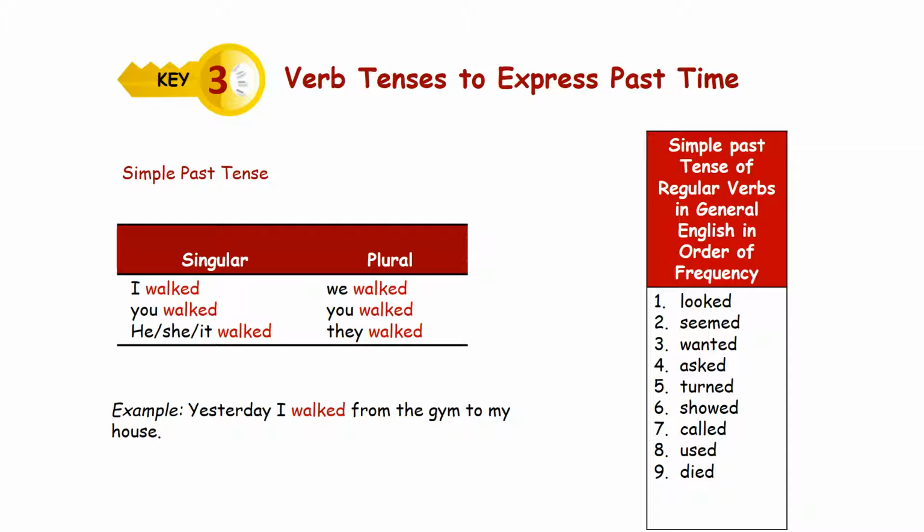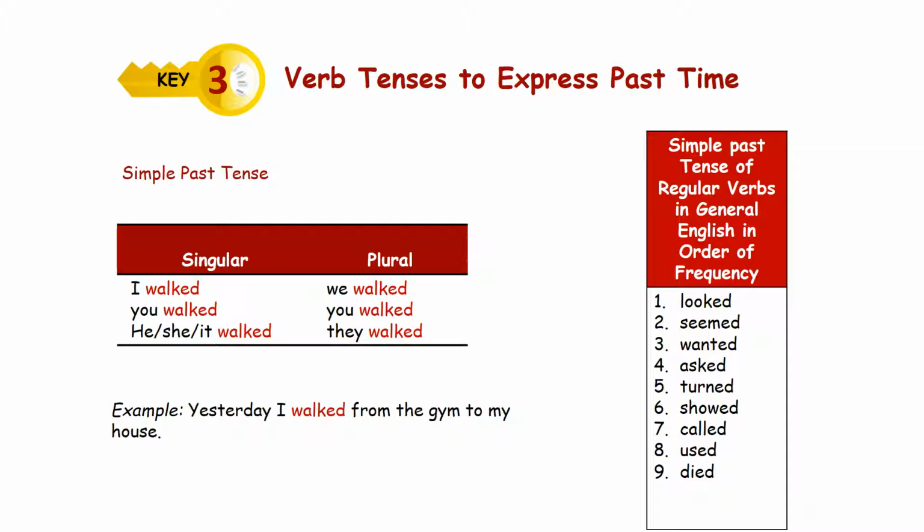The third key of grammar covers verb tenses to express past time. I'm going to discuss and go over one part of the third key, simple past tense verbs. We use simple past tense for an action that was completed in the past. For example, yesterday I walked from the gym to my house. The simple past tense usually takes the form verb plus ed.